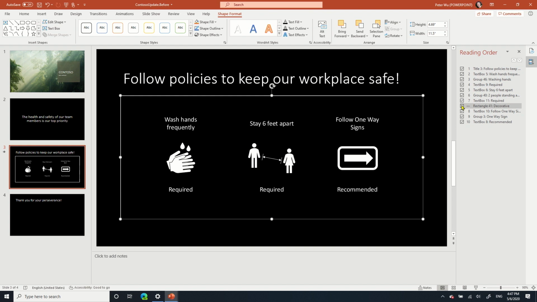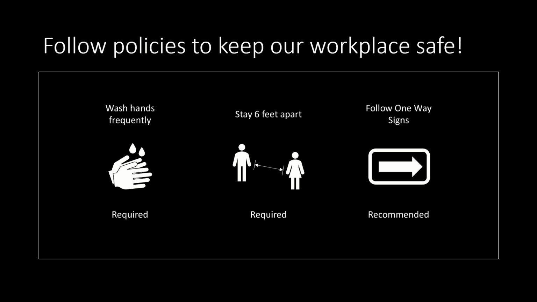Now let's hear what this slide sounds like in the screen reader. 3. Follow policies to keep our workplace safe. Title text box. Follow policies to keep our workplace safe. Text box 5. Wash hands frequently. Washing hands. Text box 9. Required. Text box 6. Stay 6 feet apart. 2 people standing apart. Text box 11. Required. Text box 10. Follow one-way signs. One-way sign. Text box 8. Recommended. That's better. To wrap up the presentation, I want to thank everyone for their perseverance.